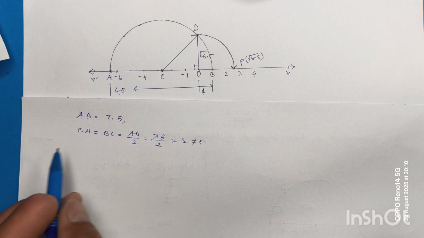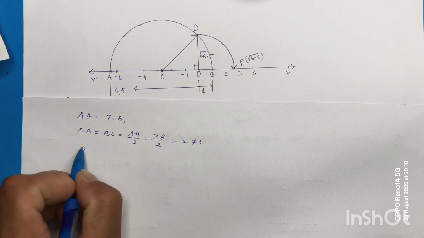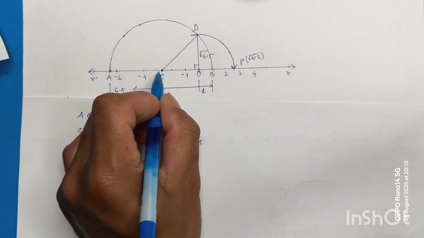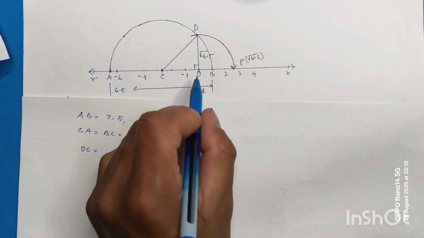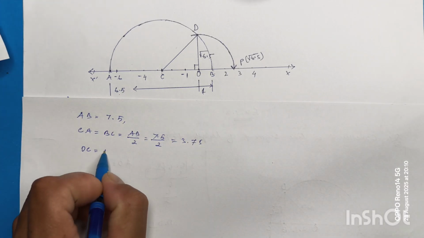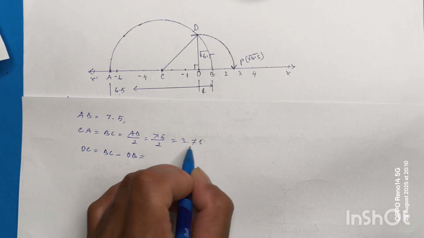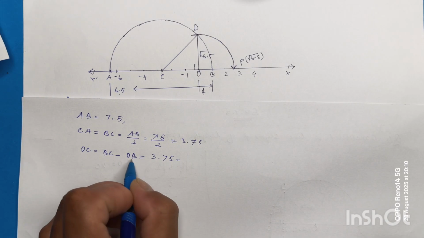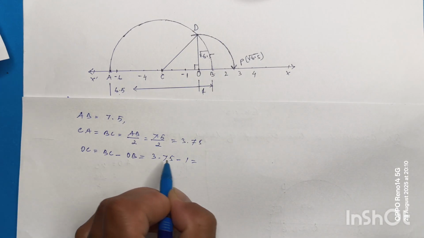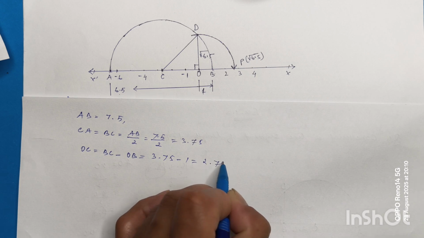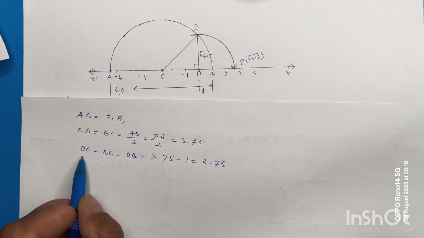And then now let's find the value of OC. OC value is equal to BC minus OB. Do you understand? OC equals BC minus OB. BC equals 3.75 minus OB. OB equals 1 unit. 3.75 minus 1 is 2.75. So now we know the OC value.